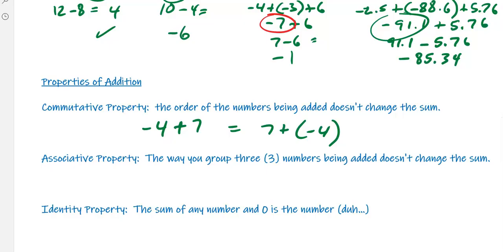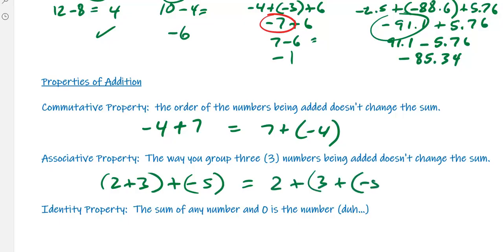The associative property says that the way you group 3 numbers being added doesn't change the sum, and we saw that up above. Like (2 plus 3) plus -5 is going to be the same thing as 2 plus (3 plus -5).